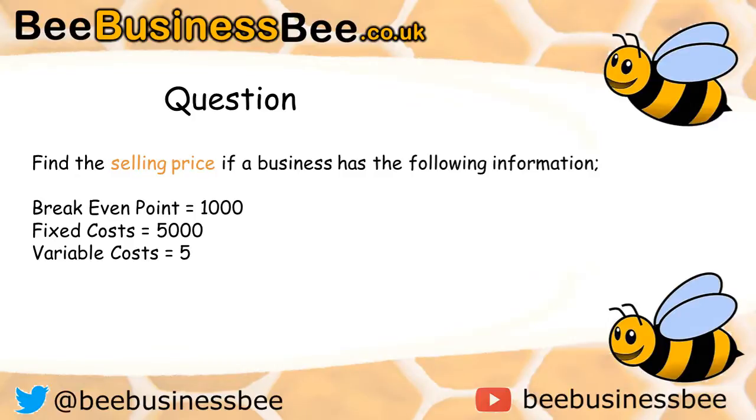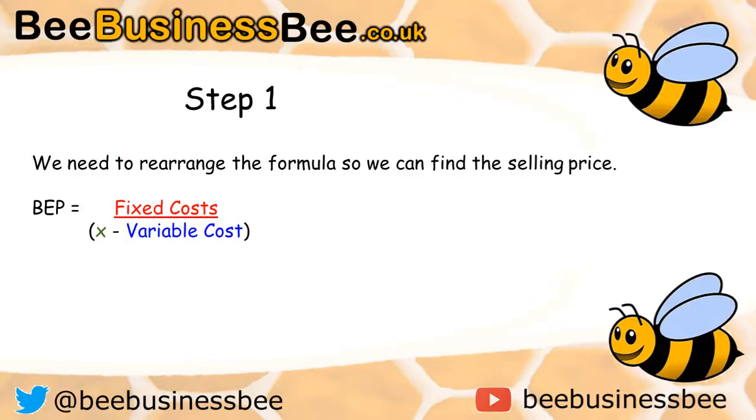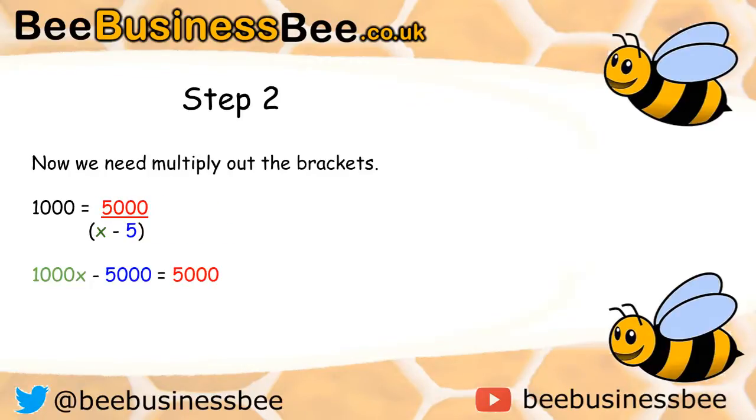So the break-even point is 1,000, the fixed cost of 5,000, and the variable cost this time of 5, which we worked out before. So now we need to rearrange the formula so we can find the selling price. So this time we've got break-even point equals fixed cost divided by X, which is going to be our selling price, minus our variable costs. So now we need to multiply out the brackets. So we've got 1,000 equals 5,000 divided by brackets X minus 5.